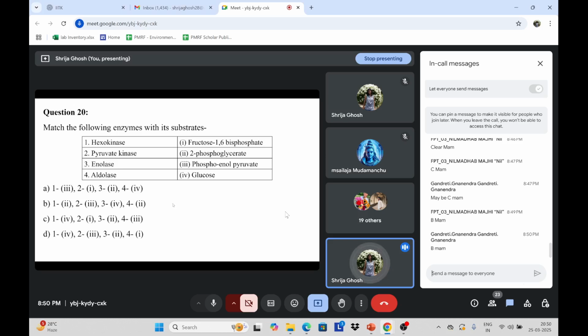Next question, match the following enzymes with its substrate. So you can see there are 4 enzymes of the glycolysis pathway: hexokinase, pyruvate kinase, enolase, and aldolase. And there are 4 substrates given. First is fructose 1,6 biphosphate. Second is 2-phosphoglycerate. Third is phosphoenol pyruvate. And fourth is glucose. So match the enzymes with its substrate. So remember the glycolysis pathway.